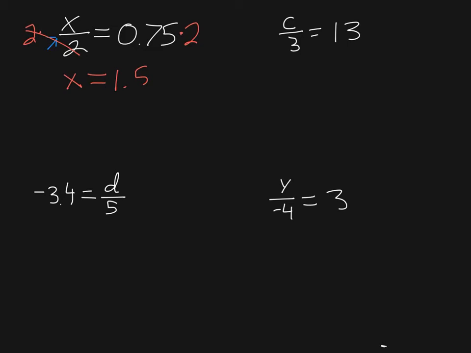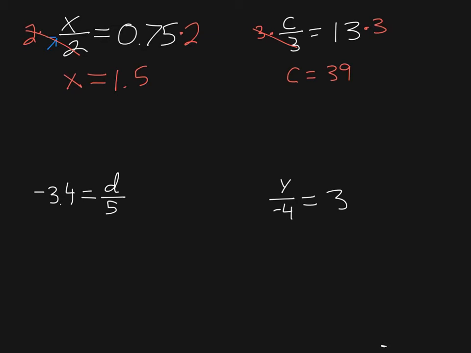Our second example, c divided by 3 equals 13. We're going to do the same thing. This is divided by 3. Inverse operation is multiplication. We multiply, we cancel, we have c equals 39. C equals 39, that's our solution.